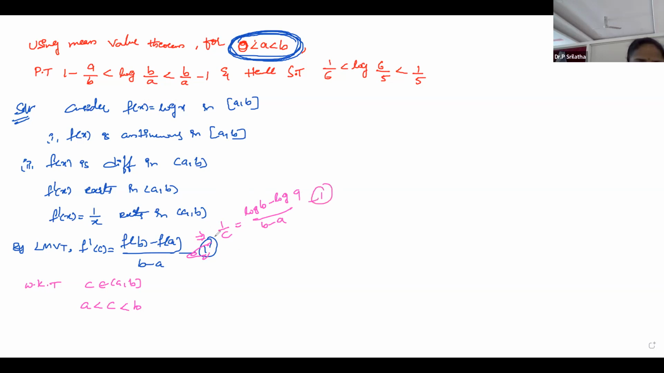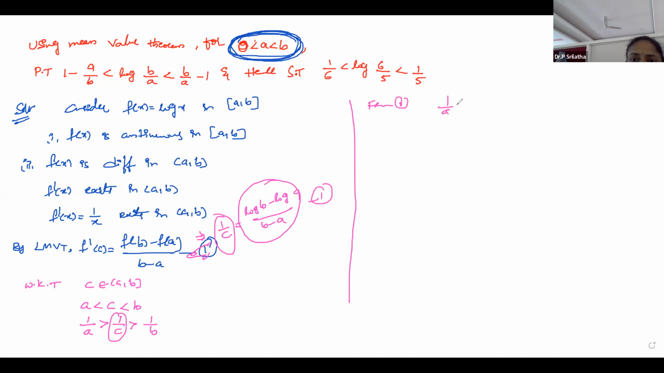Here, which will be in the form of 1 by c, right? So we have to take the reciprocal on both sides. That is 1 by a is greater than 1 by c is greater than 1 by b. Sign will be changed. So from equation 1, you have to substitute the 1 by c value. What is 1 by c? 1 by c is nothing but log b minus log a divided by b minus a is greater than 1 by b.